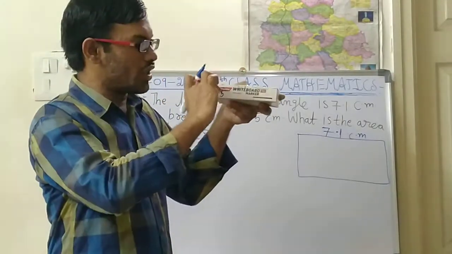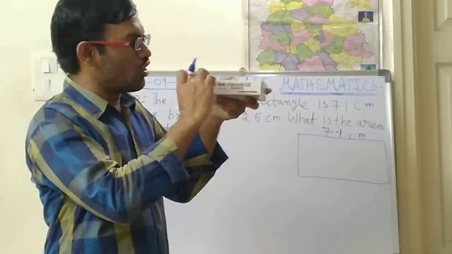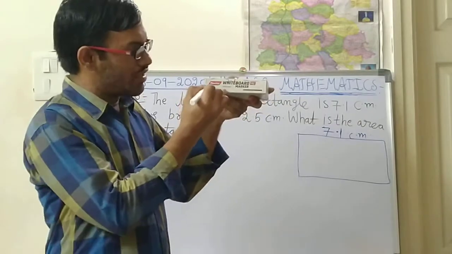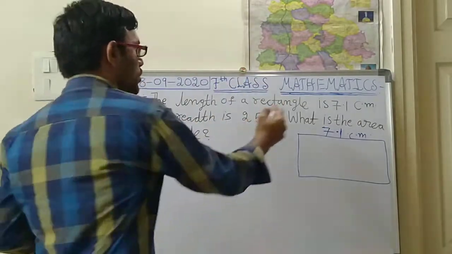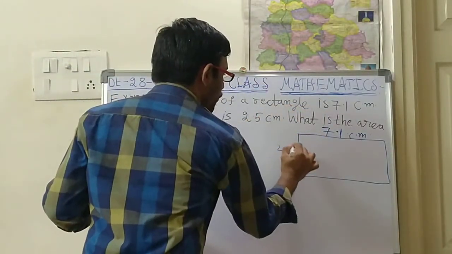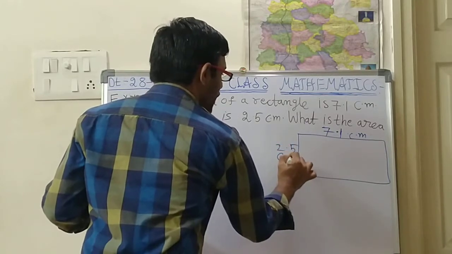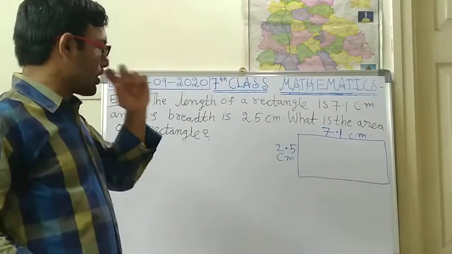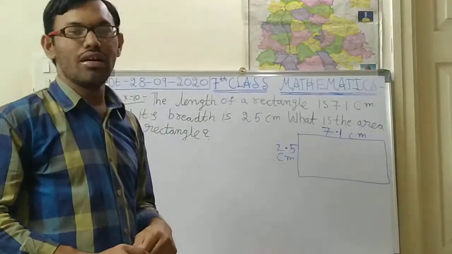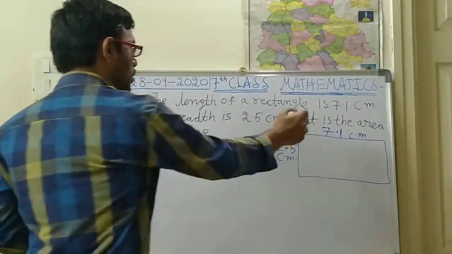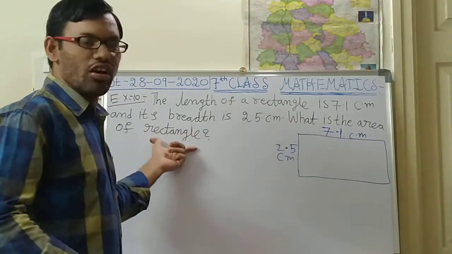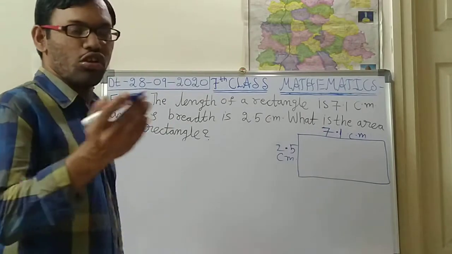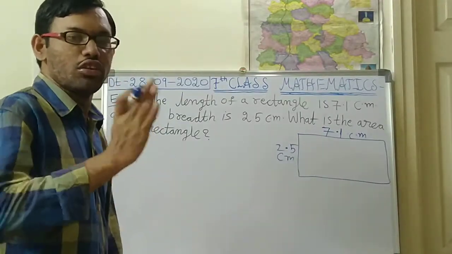For the area of the rectangle you are supposed to multiply these two. This is one decimal number and this is another decimal number, 7.1 and 2.5 centimeters. I hope you are understanding easily. Here you are supposed to do the multiplication of these two. Why multiplication? He asked the area of the rectangle. I think you know the formula: area of rectangle is length into breadth.